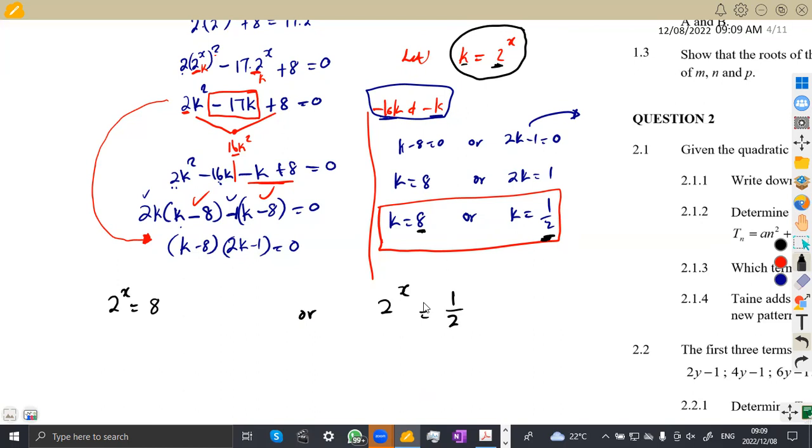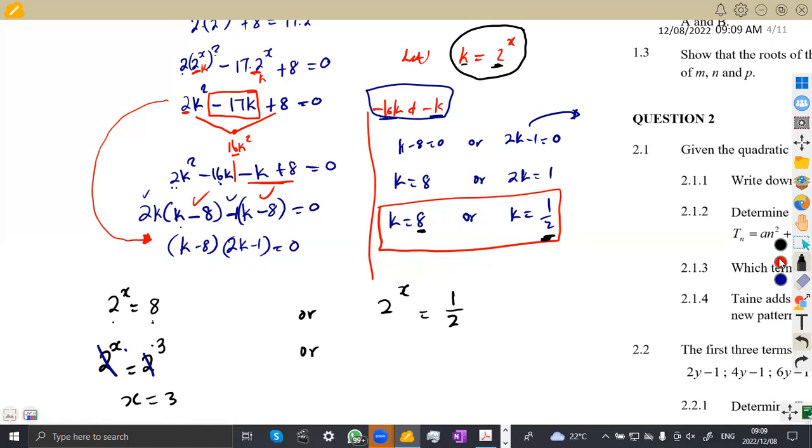Now we're back to exponents. How can we find the value of x? By just making sure that the bases are the same. We've got 2 and 8. So 2 to the exponent of x, where 8 is 2 to the exponent of 3 in base 2. Remember that if the bases are the same, I just have to equate the exponents. So x is equal to 3. So therefore, x is equal to 3.